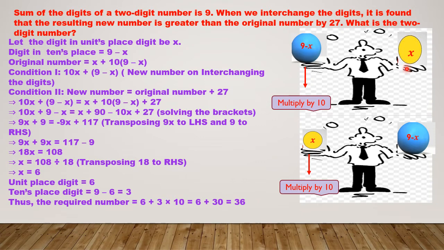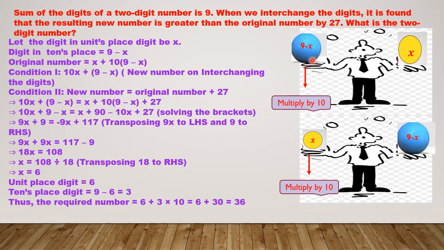Right? Now, in the ones place, it is x. And in the tens place, it is 9 minus x. Now, why am I calling this tens place? Always the tens place is on the left side and ones place is on the right side. And one more condition is that in tens place, always we multiply the numbers in tens place with 10.